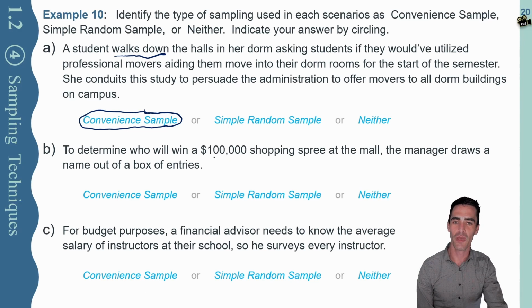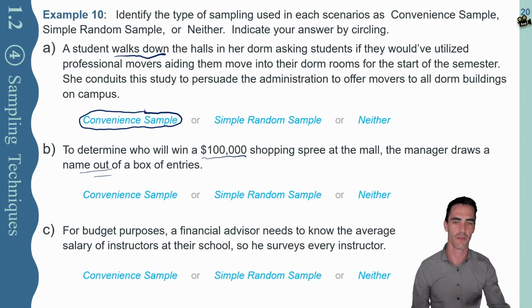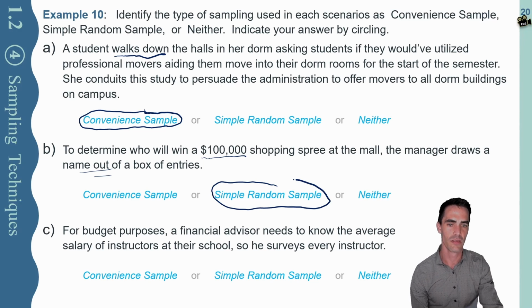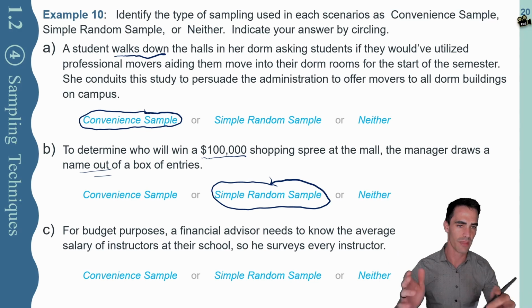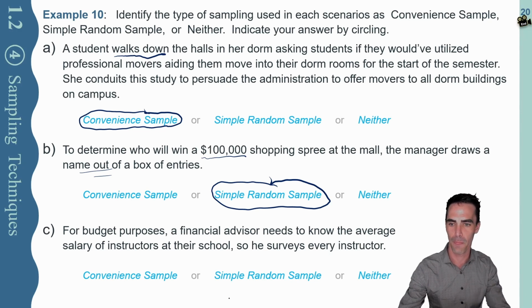Next one. To determine who will win a 100,000 shopping spree at the mall, the manager draws a name out of a box of entries. Draws a name out. Again, it might not be beautiful and perfectly random, especially if there's no mixing up after they're put in there. But that should be a nice example of a simple random sample. Again, the golden standard, that one's great. Hopefully very random and no bias involved there.